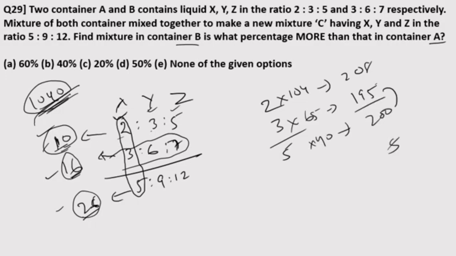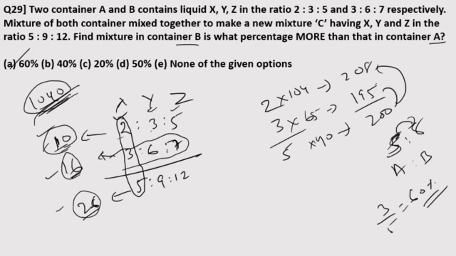This is 5 is to 8. So the first container, container A is to B, the ratio is 5 is to 8. So B is what percent more than A? This is 3 more on the base of 5. This is 60% more, right? Option A has to be my answer. Move to question number 30.